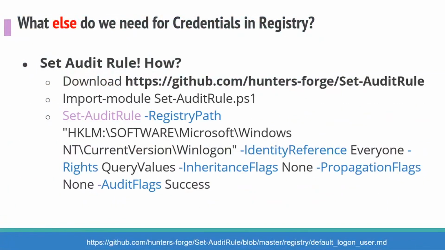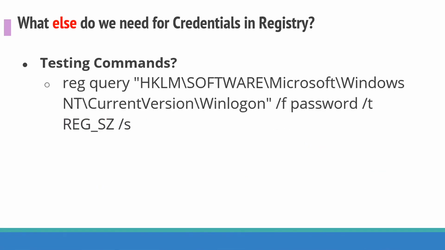How do you set an audit rule for this? There is a project that we also put together. It's a PowerShell module. You just import that, and then you use a set audit rule function to set up a monitoring rule. For example, somebody querying that specific registry. Testing commands, right? This was straight from the MITRE ATT&CK framework.